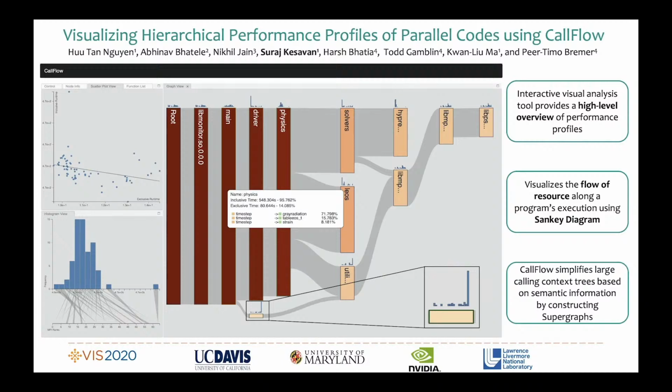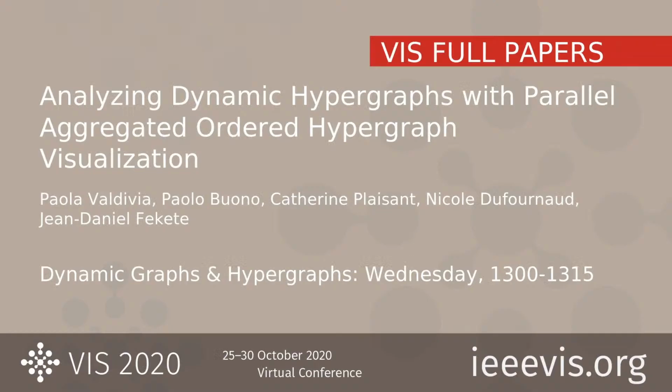In this talk, we introduce CallFlow, an interactive visual analysis tool that provides a high-level overview of performance profiles from large-scale scientific applications. CallFlow visualizes the flow of resource of a program execution as a Sankey diagram to detect performance bottlenecks in parallel codes. CallFlow simplifies these calling context trees based on semantic information by constructing supergraphs.